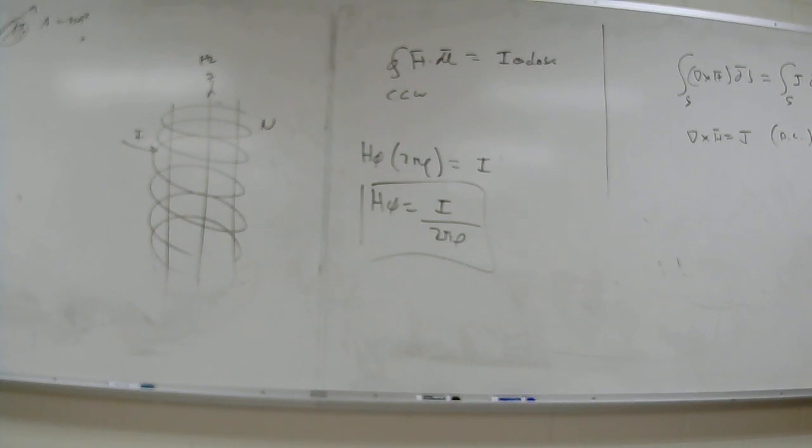And I'm going to say this is my Amperian path right here. And I'm going to make the case the H field will be the same anywhere along this. It's not a function of the angle, you know, if you think about phi. You all with me on this?